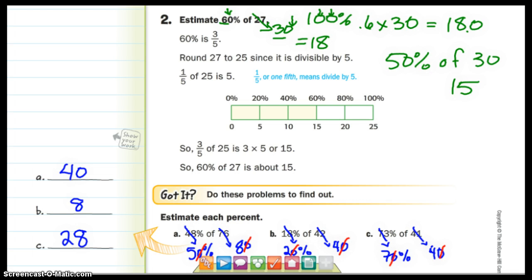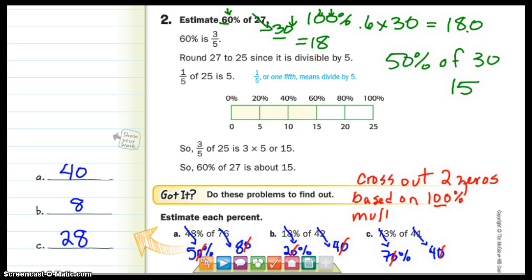Did you get what I got? I got 48 and 28. Now, again, I want to reiterate what I said. We can cross out 2 zeros based on 100%. How many zeros are in 100%? There are 2. So that's why I've got the cross-outs. And then all you have to do is multiply remaining numbers.